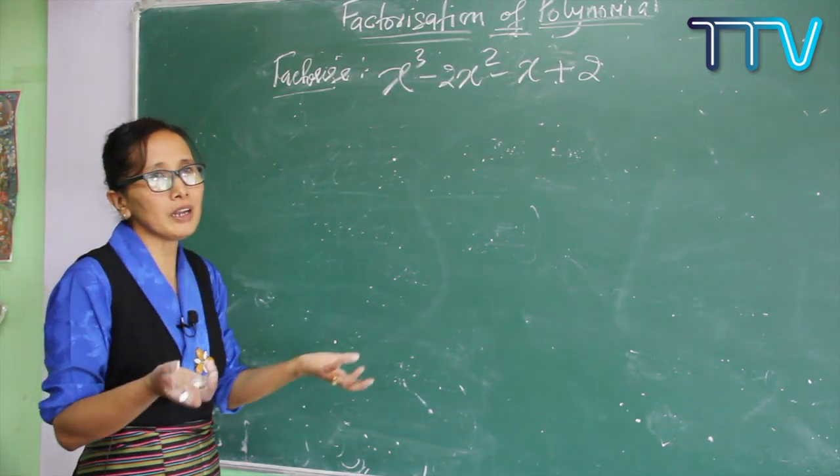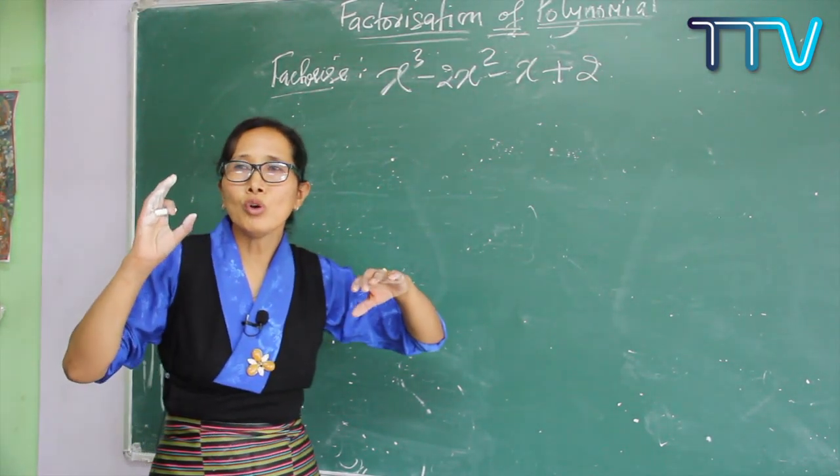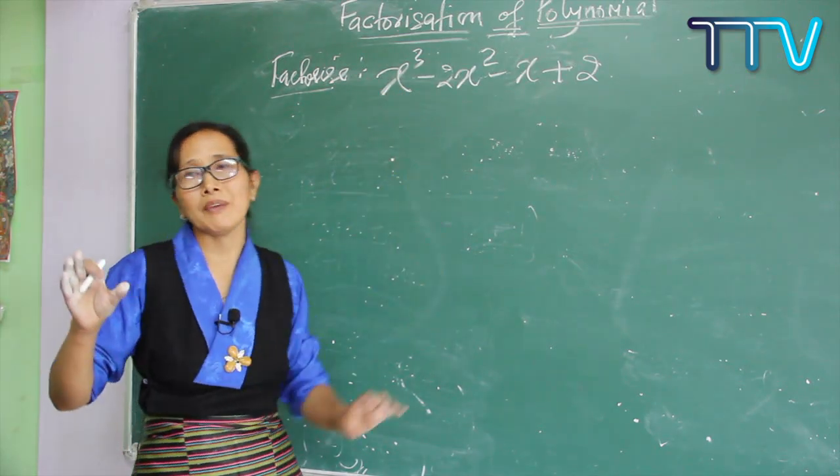So how do you find it out? If it is quadratic, you will have at most 2 factors. If it is cubic, you will have 3 factors.